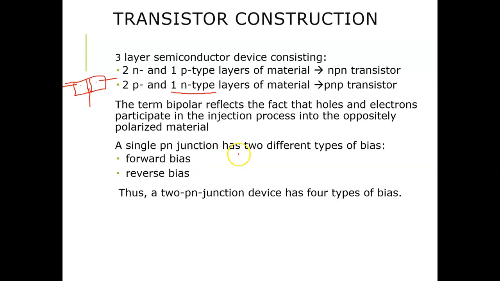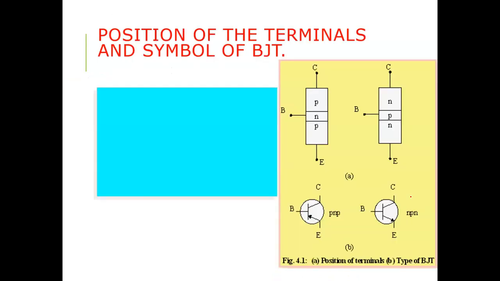In every PN junction diode, we'll be having two types of biasing. One is forward bias, the other one is reverse bias. When the transistor is connected in forward bias, we will say that it is conducting, and when the transistor is in reverse bias, it is not conducting. And there would be different biasing techniques which are used in a BJT.